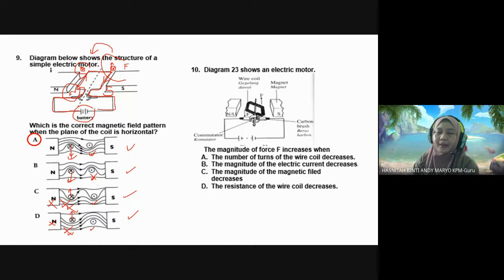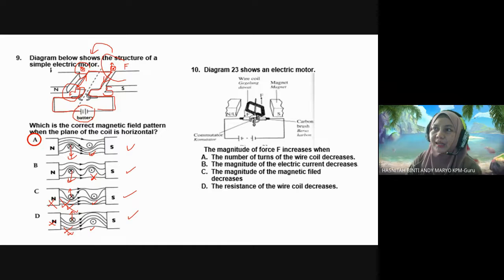So this one is the same, we apply FBI. So you check on which side moving down. The other side must be moving in the opposite direction. So it will turn either in clockwise or anti-clockwise, depend on the flow of current, depend on the position of the permanent magnet. Okay, that goes for number 9.